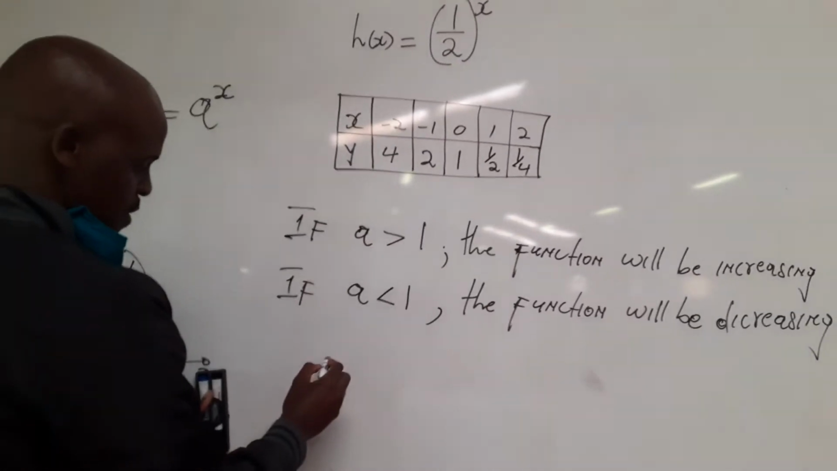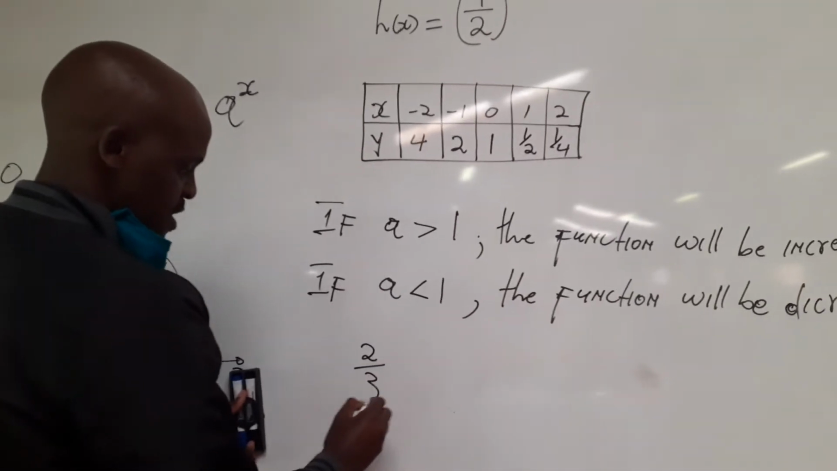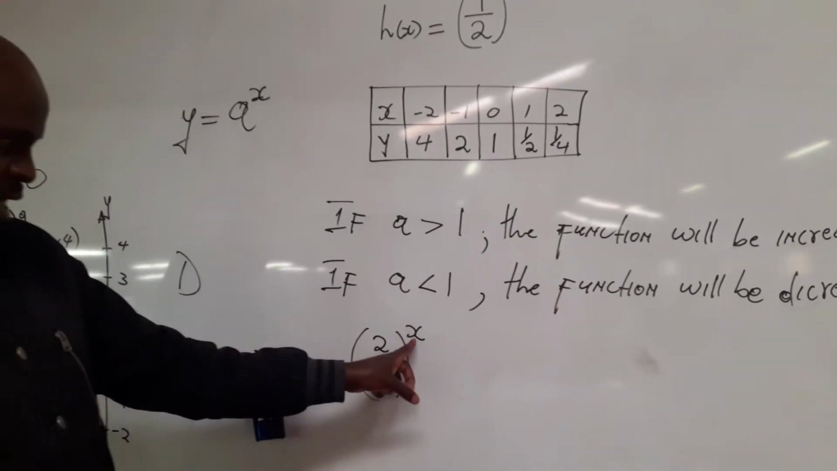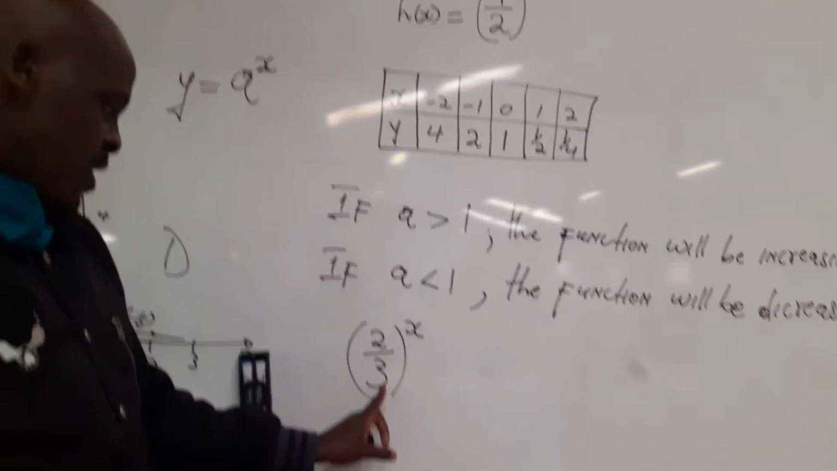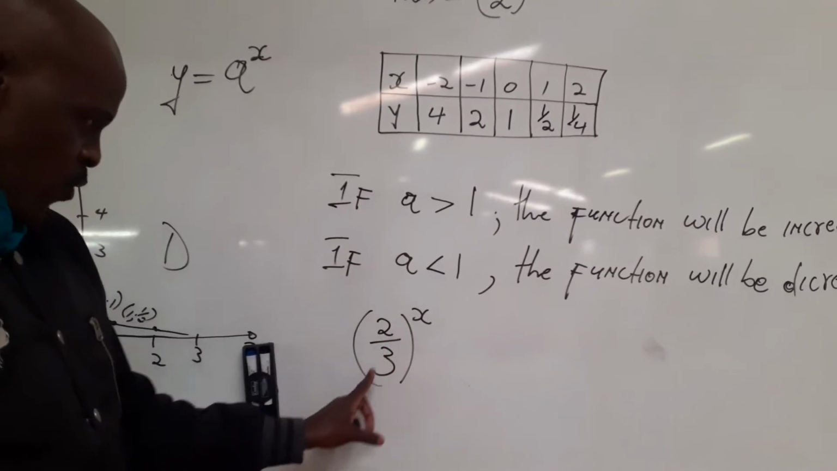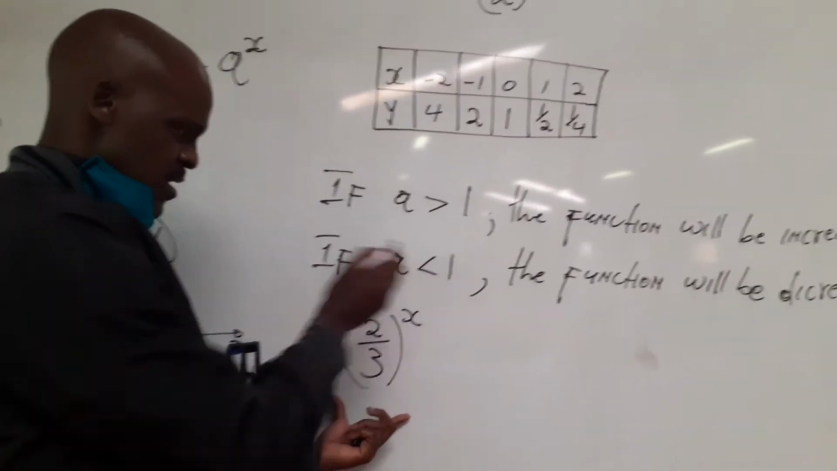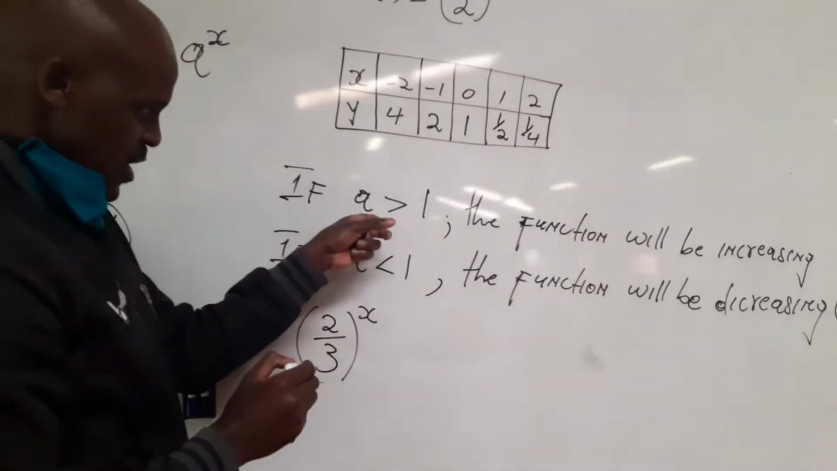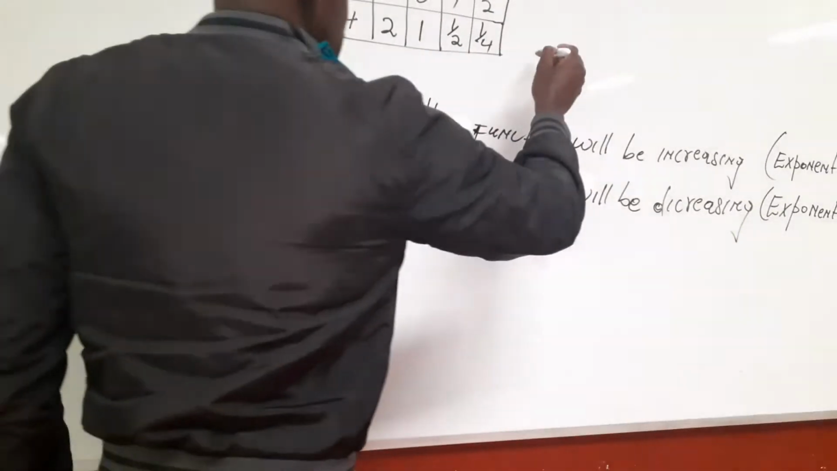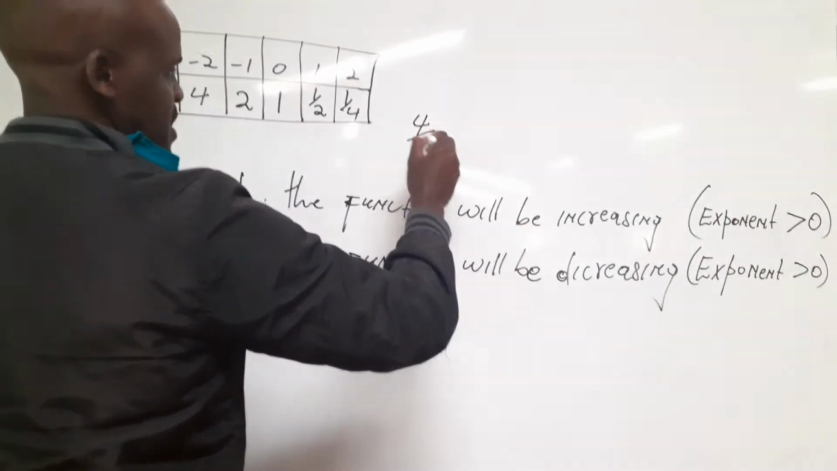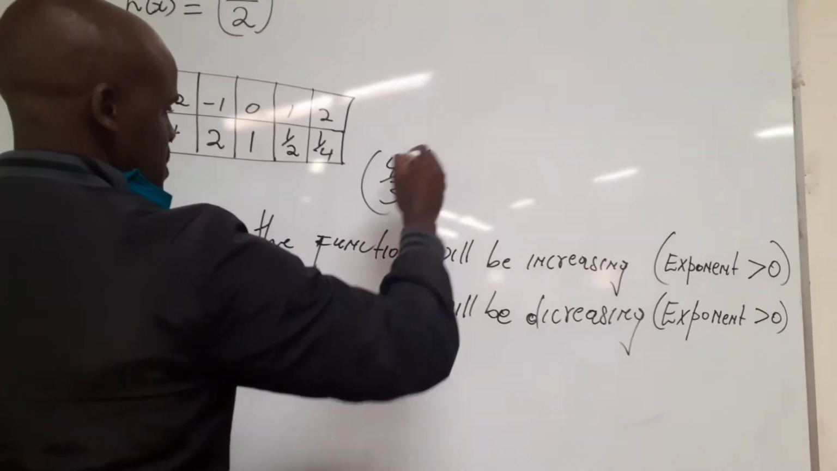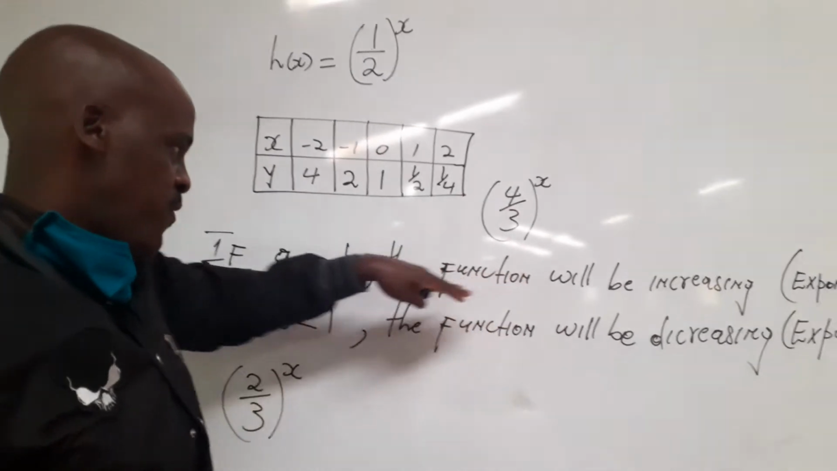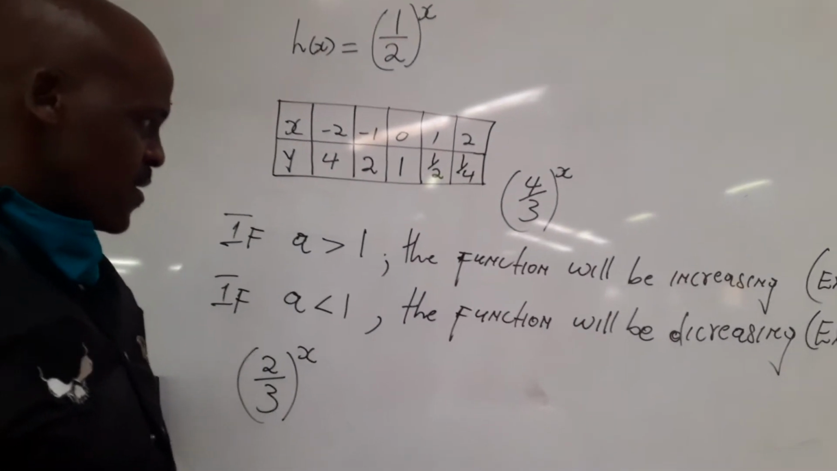Let's look. If we have (2/3) exponent x, the exponent is positive, and also here we have the value of a less than 1. This will be a decreasing function. If for instance we have (4/3) exponent x, this value is greater than 1 and the exponent is positive. Therefore, the function will be increasing.